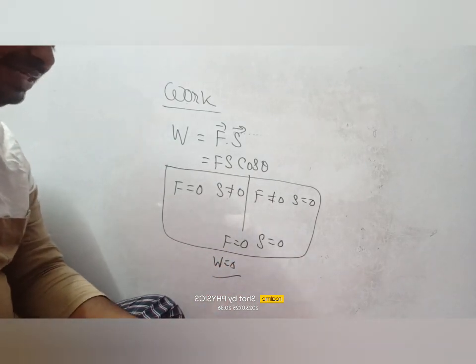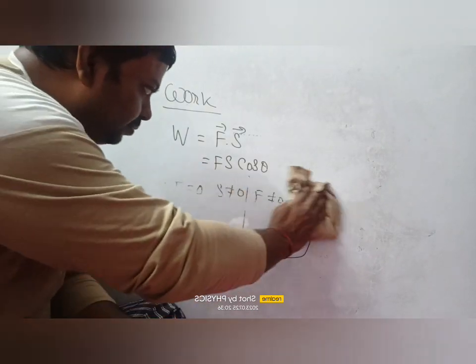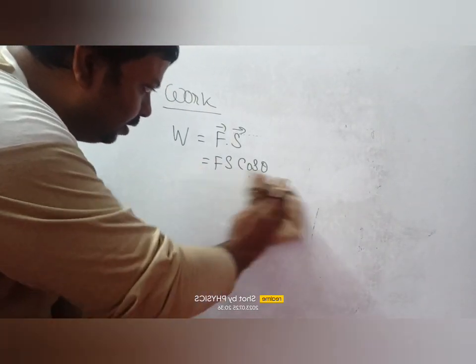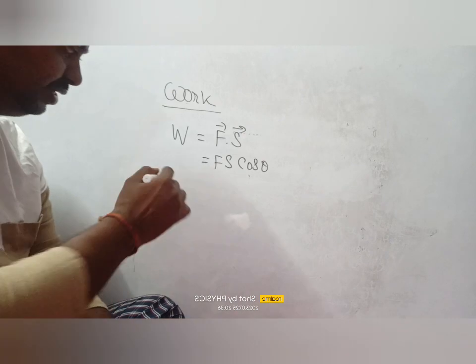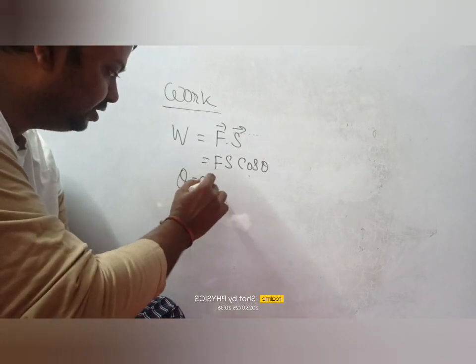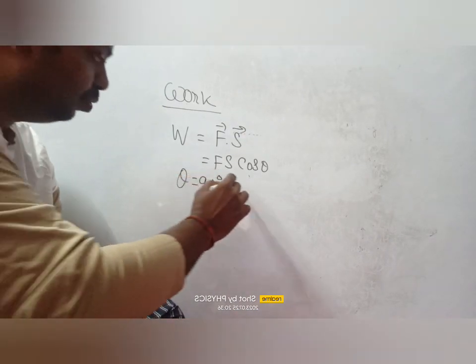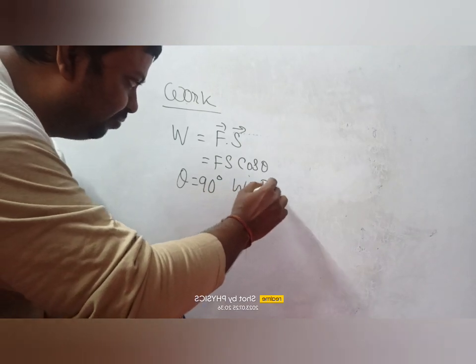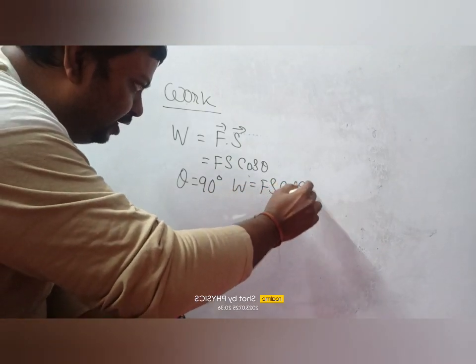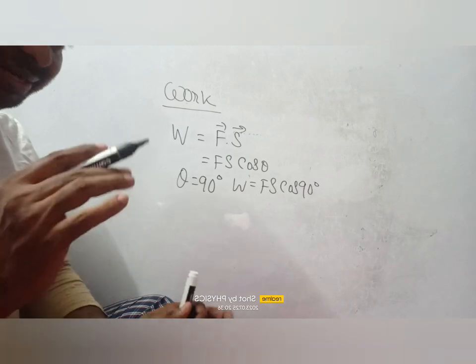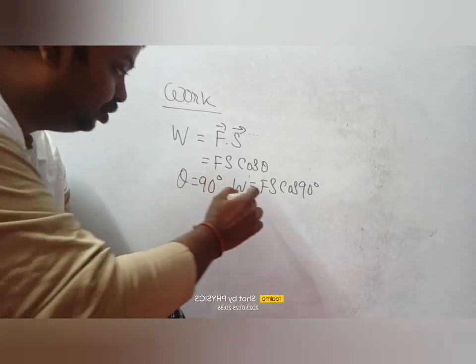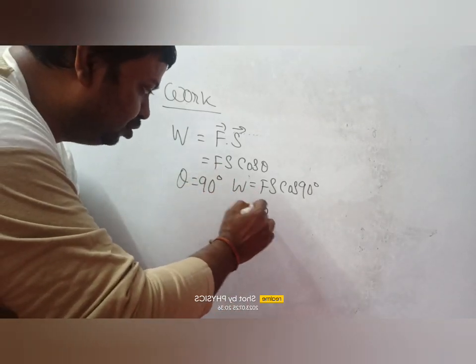Now let us consider theta is 90 degree. Then work done is equal to F S cos of 90 degree. What is the value of cos 90 degree? It is 0. So we have W equal to 0.